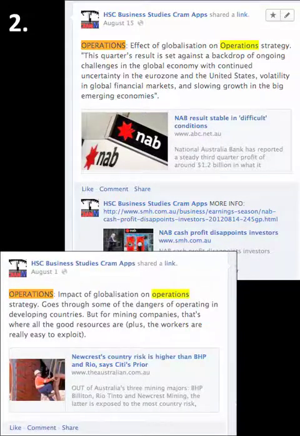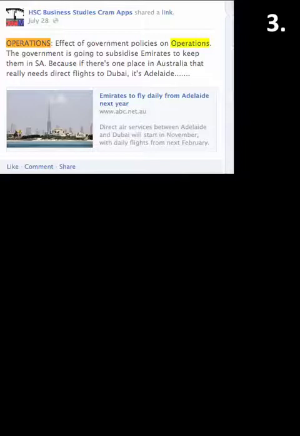Another one would be Newcrest Mining. A lot of people pulling out of Newcrest Mining because of their country risk. They're working in developing countries, same as BHP, but they're working in the wrong developing countries. The third paragraph about government policies, effective government policies. You can look at a positive effect on a business, like Emirates getting government subsidies. And you can say, look, Emirates understands what the government policy is. They want to keep Emirates in South Australia. So they are going to subsidise us to be here. So it's worth our while. So that contributes to success because the sales are going to be higher.